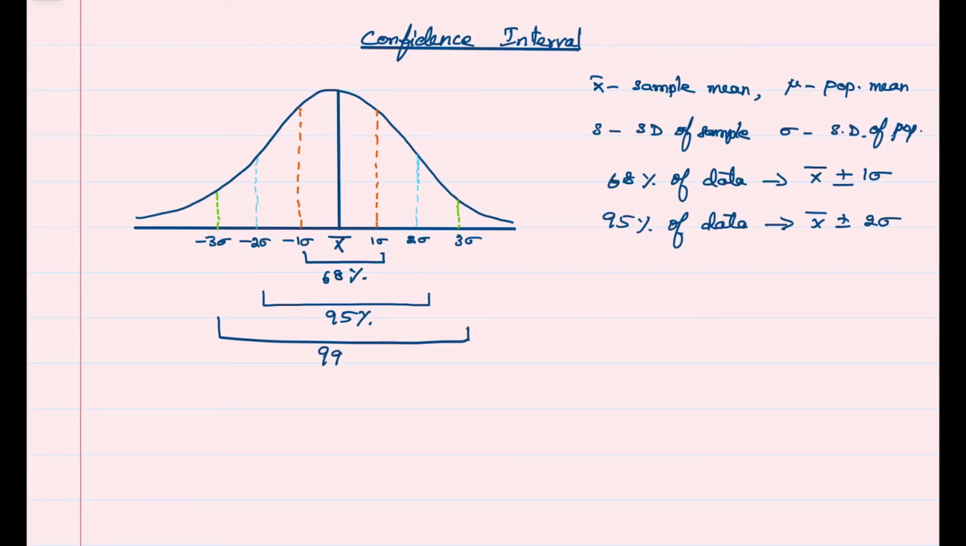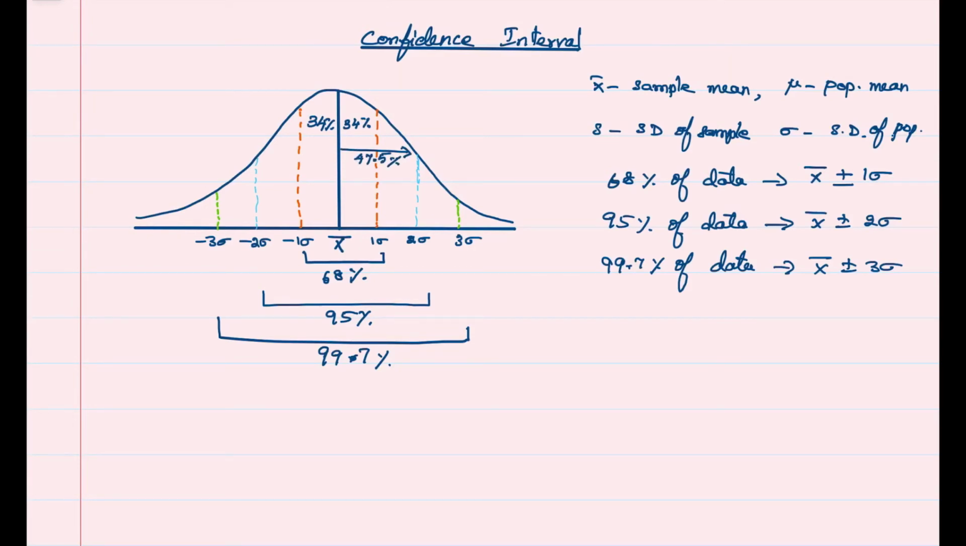And 99.7% of the data will fall under x bar plus or minus 3 sigma. So 34% of the data will be between x bar plus 1 sigma. 34% of the data will be on the right side of x bar within 1 standard deviation level, and 34% of the data will be below x bar in 1 standard deviation level.